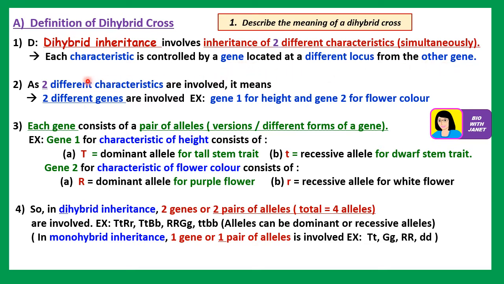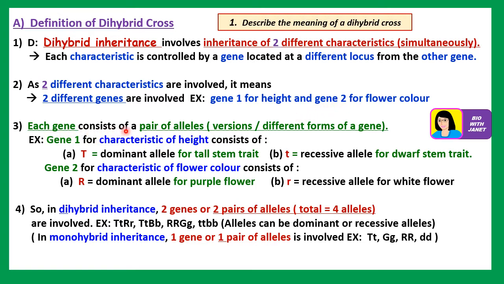first one. Now, as two different characteristics are involved, it means that two different genes are involved, because each characteristic is controlled by a gene. So now you have two characteristics, you have two different genes. For example, gene 1 for height and gene 2 for flower color. So maybe these two characteristics are studied together. The inheritance of these two characteristics are studied together at the same time.